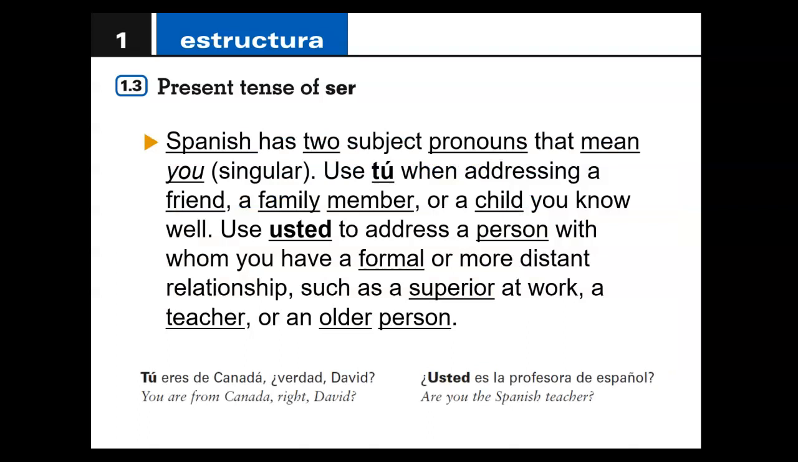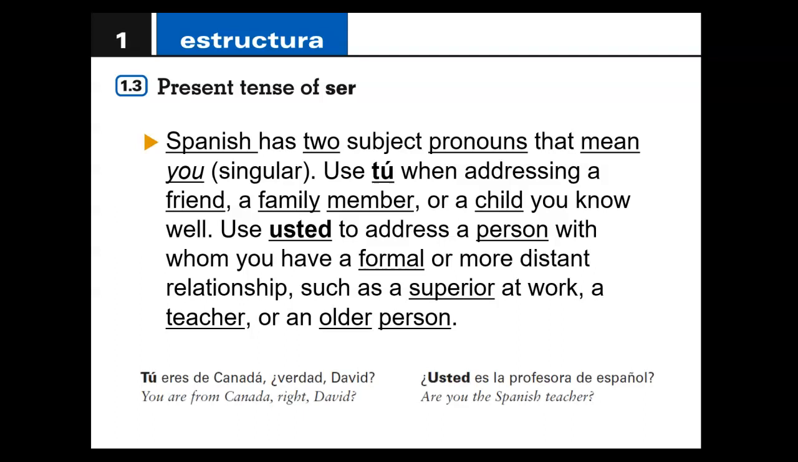It says Spanish has two subject pronouns that mean you. We kind of talked about that a little bit. You use tú when addressing a friend, a family member, or a child you know well. For me, a family member would be more like your brother, your sister, a younger sibling, not necessarily your parents. Some of my Spanish speakers, you might use tú for your parents. I personally use usted, but it's up to you. I would mainly refer to family members that are older, like mom or dad, or grandparents, as usted.